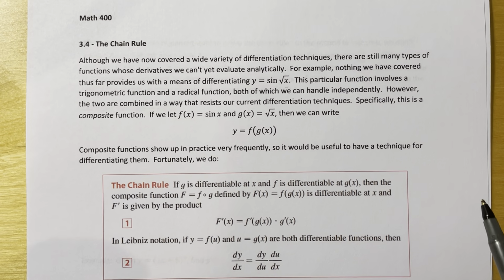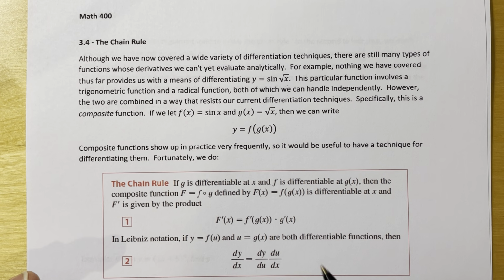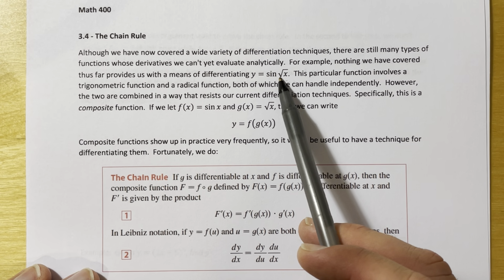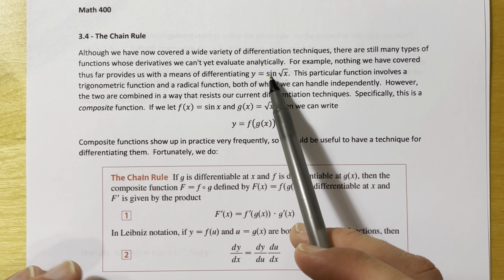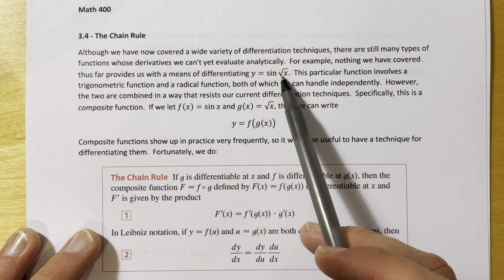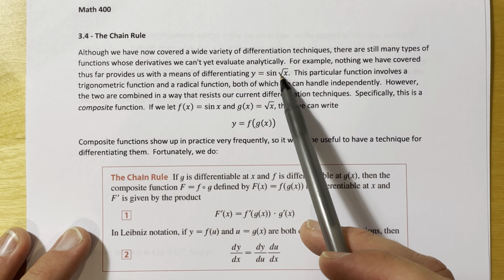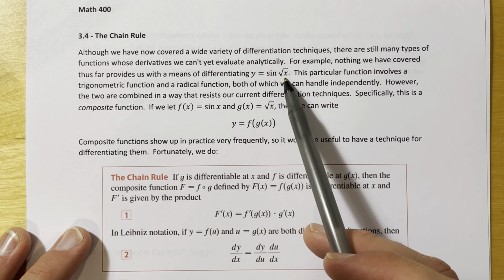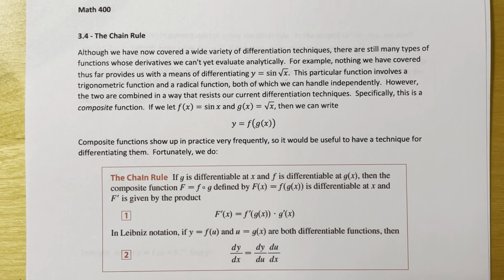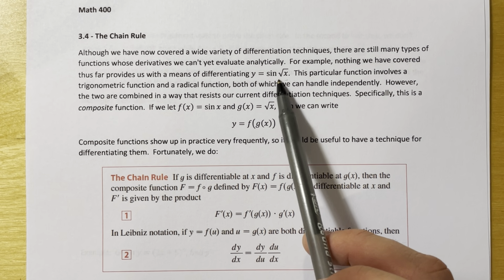So let me give you an example of a function that as of right now, as of section 3.3, we are not able to differentiate. It's y equals sine of the square root of x. Now we can take the derivative of sine of x. We talked about that in 3.3. And we can also take the derivative of the square root of x because that's just the power rule. That's if we're dealing with each of those functions independently. But this is a composition of two functions, and we haven't talked about how to deal with that.